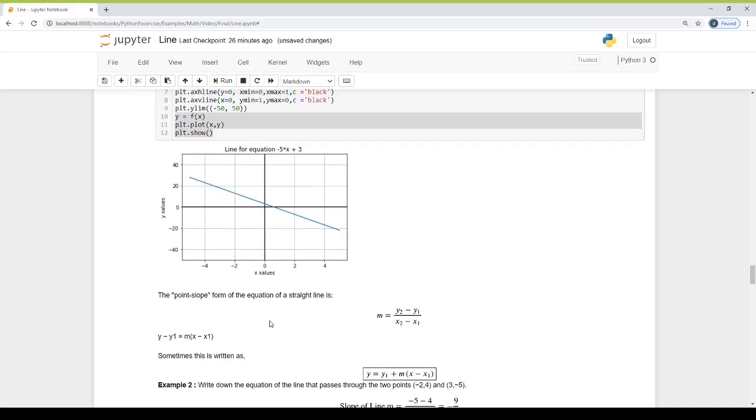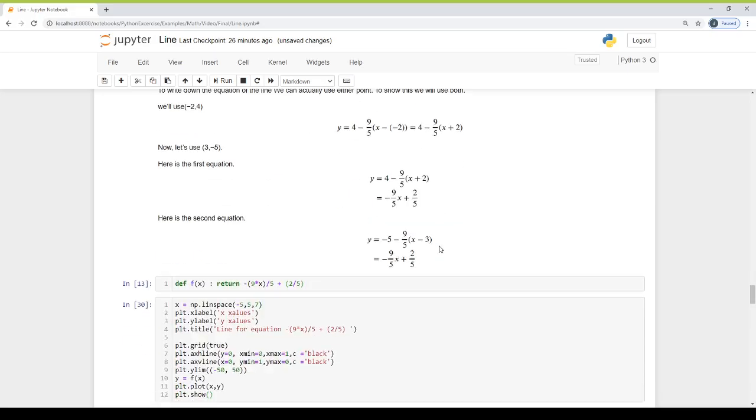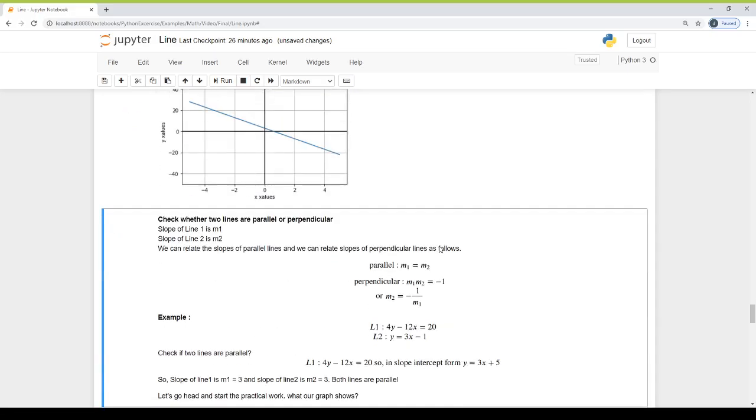What we have done in this example, we have seen the point slope form. If we are provided with the initial point and the slope, we can easily write the equation of the line. So this is our point slope form.